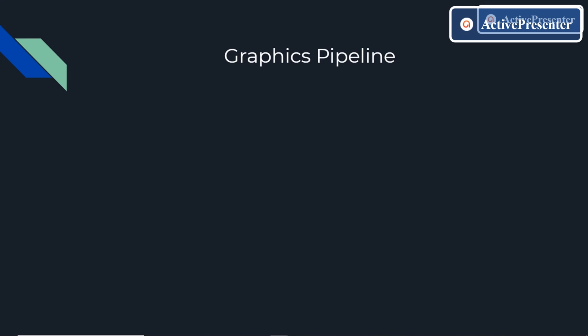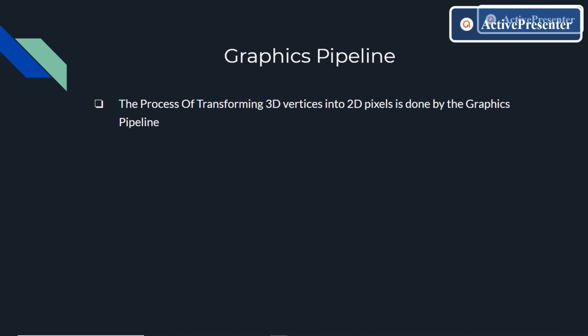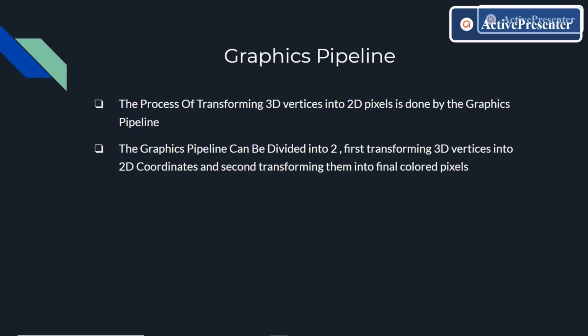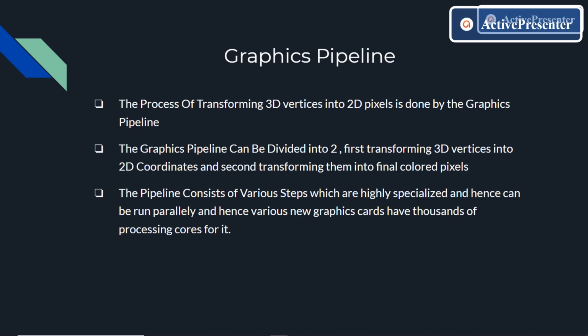First of all, let's see some properties of the graphics pipeline. Basically, the process of transforming 3D vertices into 2D pixels is done by the graphics pipeline. This graphics pipeline can be divided into two parts. The first part transforms your 3D vertices into 2D coordinates, and the second part transforms them into final colored pixels. Okay? This graphics pipeline consists of various steps which are highly specialized in nature. Due to this nature, the various steps can be run in parallel. For this reason, modern graphics cards have thousands of processing cores for the graphics pipeline.